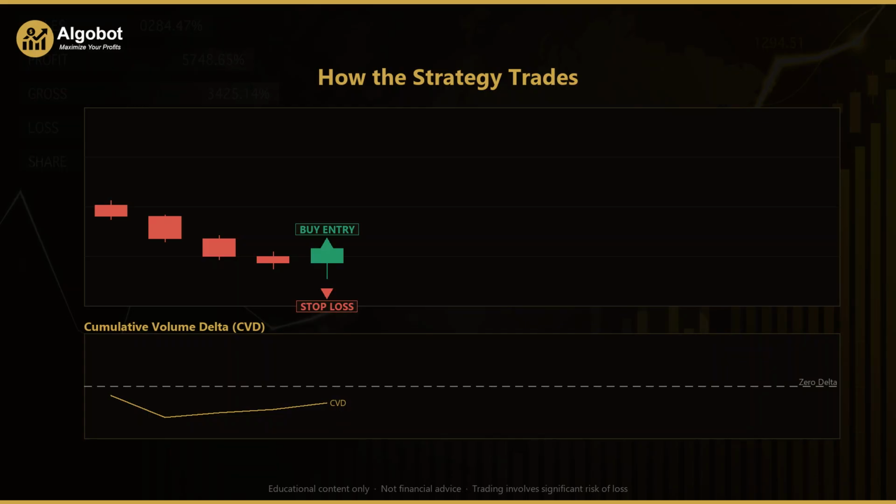Price keeps grinding lower, carving out one more marginally lower low, until it reaches a fresh low for the entire lookback window. But look down at the delta line. It is no longer falling with price. In fact, it has quietly turned up and is now sitting well above the trough it made several bars earlier. The strategy measures this gap.